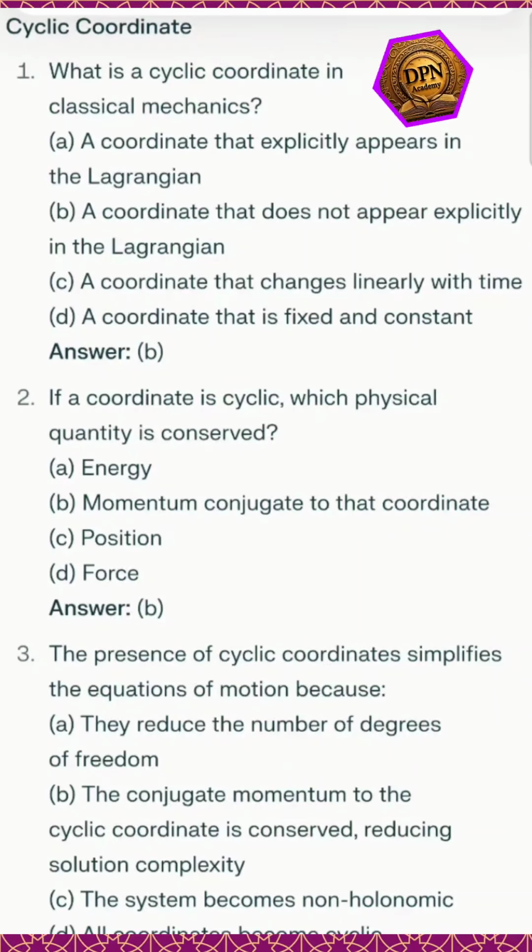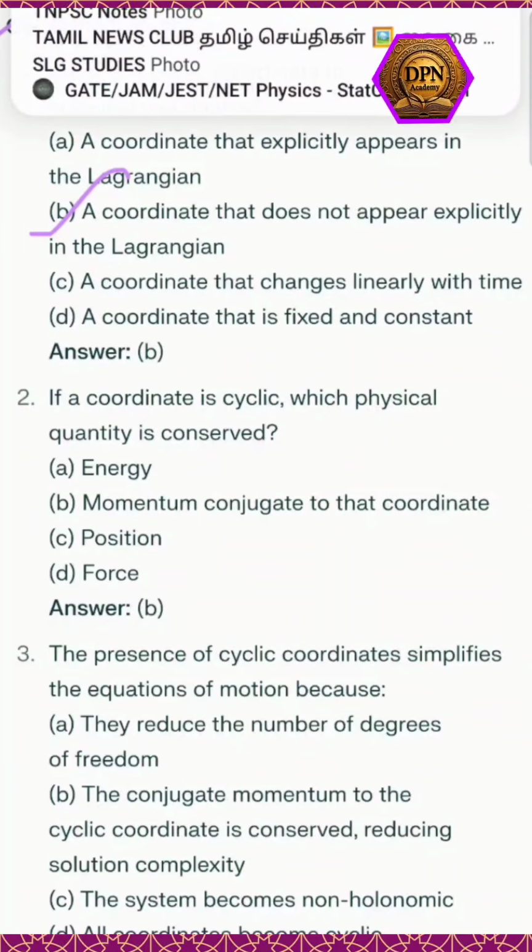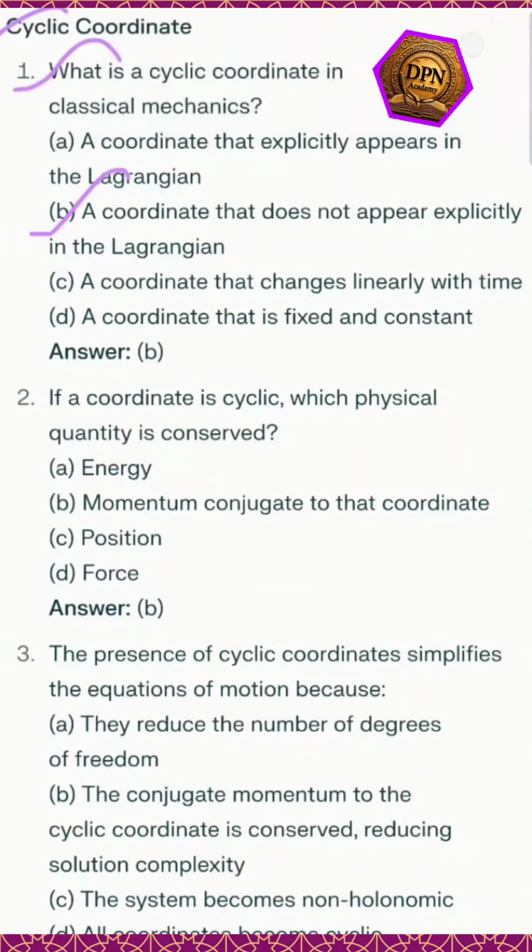So in today's class, we have to discuss 4 important topics. So the first topic is cyclic coordinates. The first question from the cyclic coordinates: what is a cyclic coordinate in classical mechanics? The correct option is B. A coordinate that does not appear explicitly in the Lagrangian.